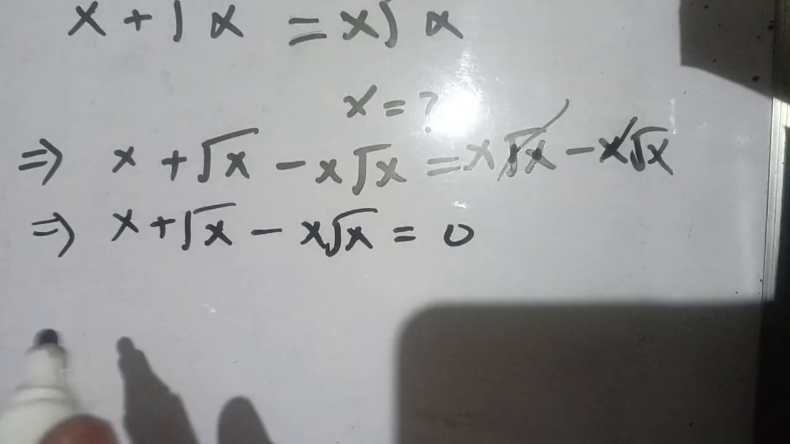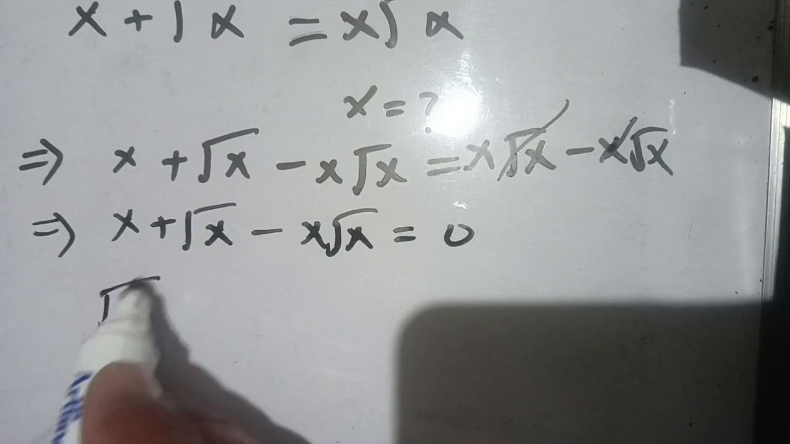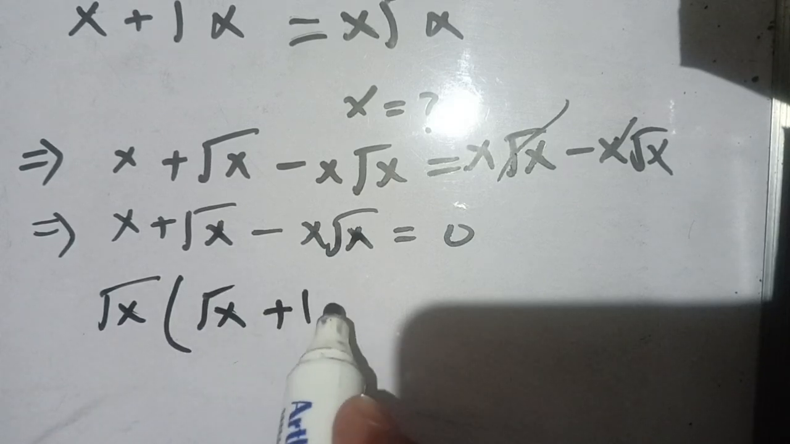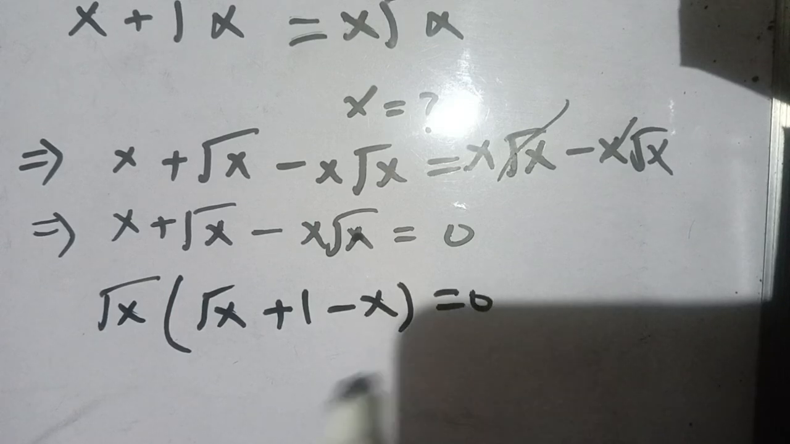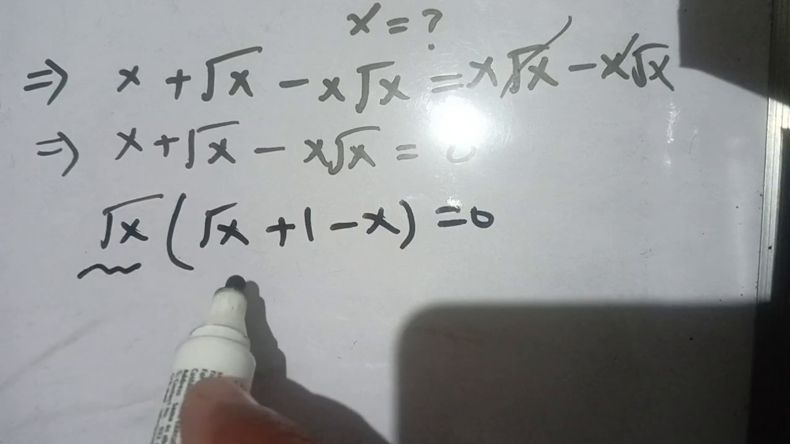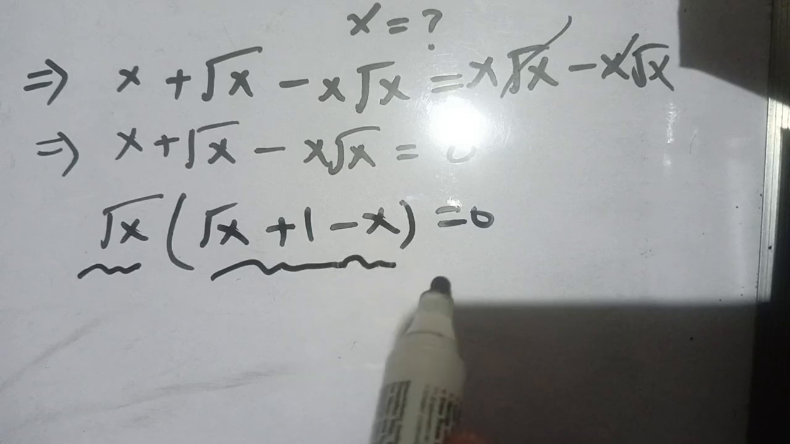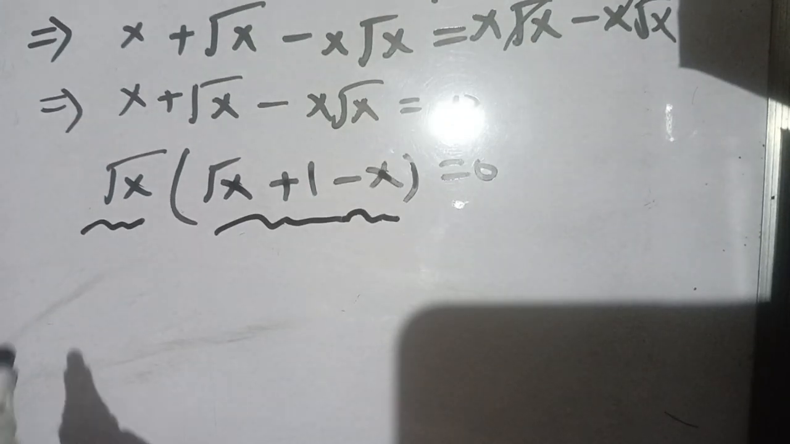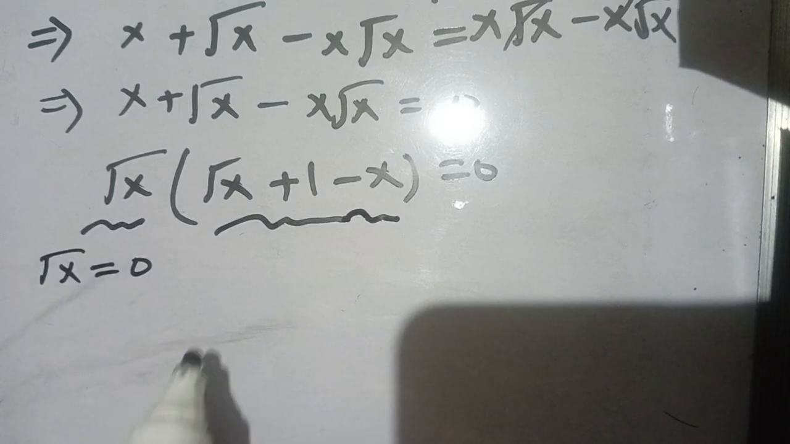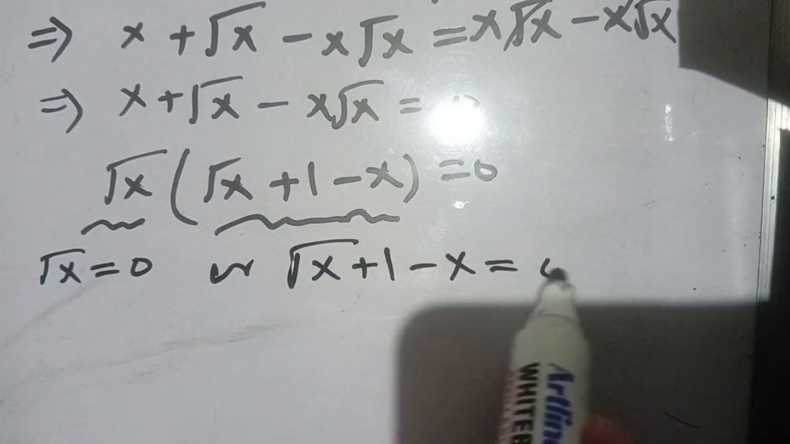Now in the next step, taking square root of x out, we get square root of x times, remaining here only, square root of x plus 1 minus x is equal to 0. Now here are two terms. The first term is square root of x, and the second term is square root of x plus 1 minus x. Now on equating both of these terms to 0, we get square root of x is equal to 0, or square root of x plus 1 minus x is equal to 0.